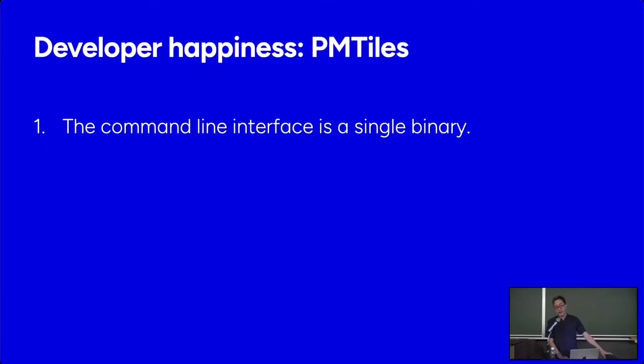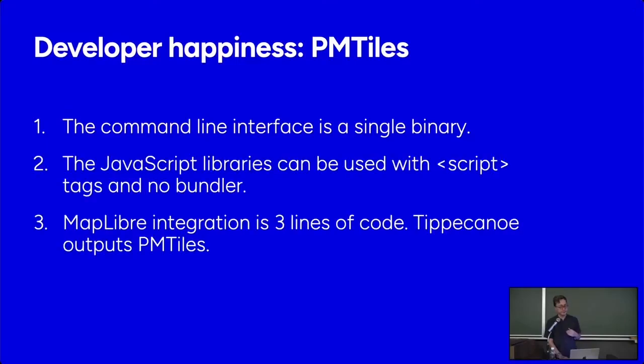Some other aspects of the developer experience that are part of the Protomaps project are that the command line interface is easy to install. It is a Go program that is a single binary. The JavaScript libraries do not require a bundler, and integrating with MapLibre, which is a popular renderer for maps, is only 3 lines of code. And the popular Tippecanoe tool can output PMTiles directly.